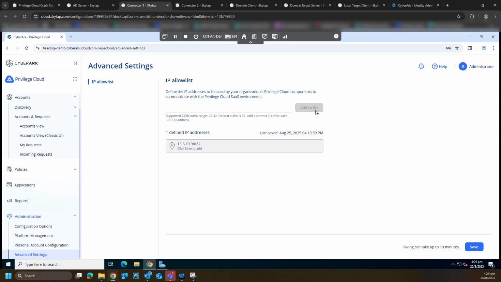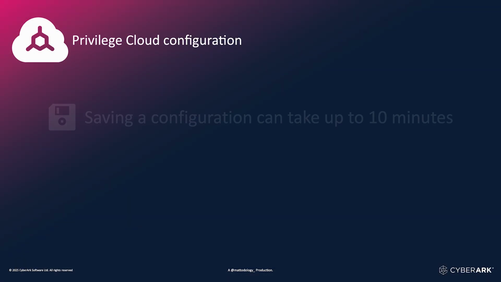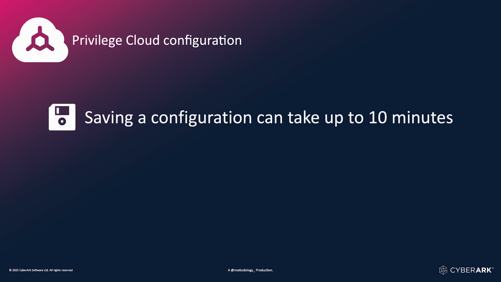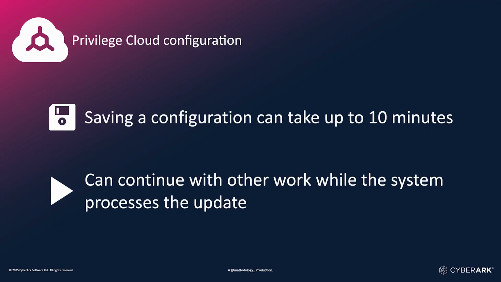If you need to remove an IP address, simply hover over it in the list and click the Remove icon. To keep an IP address you've added, click the Refresh icon. Once you've finished adding all necessary IP addresses, be sure to click the Save button to apply your changes. Please note, saving the configuration can take up to 10 minutes. You can continue other work while the system processes the update, then return to verify the changes.